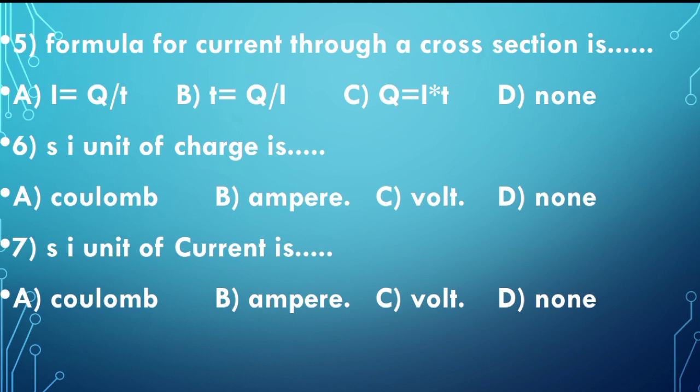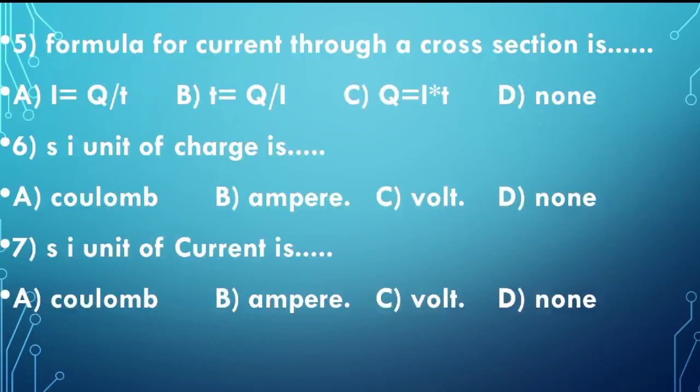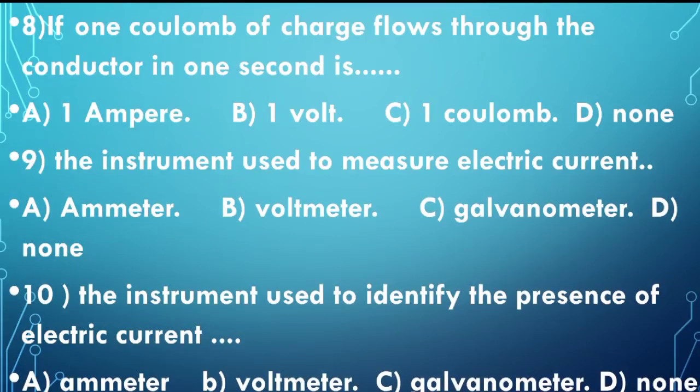Okay, children, now we'll move on to the 8th one. If 1 coulomb of charge flows through a conductor in 1 second, that is your question. The options are 1 ampere, 1 volt, 1 coulomb, or none. So the answer is 1 ampere.